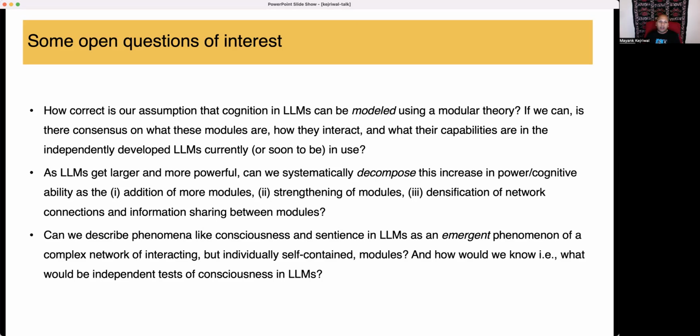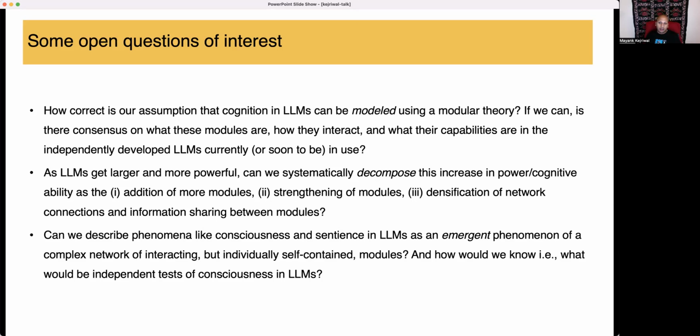So we know LLMs are getting bigger, right? And so the question here is, how do we explain their increase in power from the modular theory standpoint? So there are three possibilities. One is that there are more modules getting added. As the LLM becomes more powerful, it's basically like more modules getting added. That's one possibility. A second possibility is that individual modules that already existed in the earlier LLMs are becoming better. So modules are becoming better.